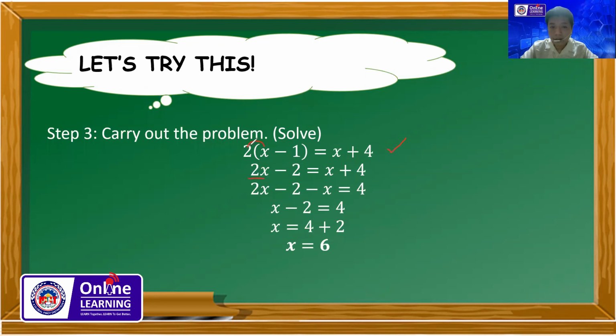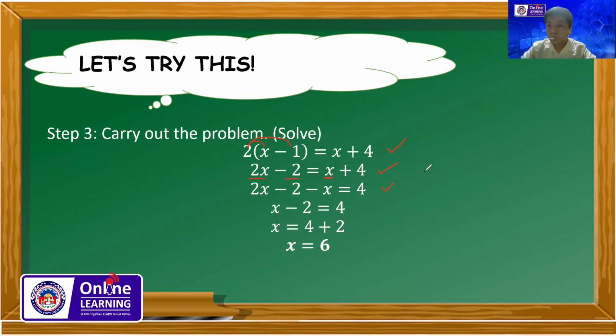And then we will come up with 2 times negative 1. It will become negative 2x. So 2x minus 2 equals x plus 4. Then after that, in the third line, we will transpose variable x going to the left. So you will come up with the third line, 2x minus 2, and then minus x equals 4.